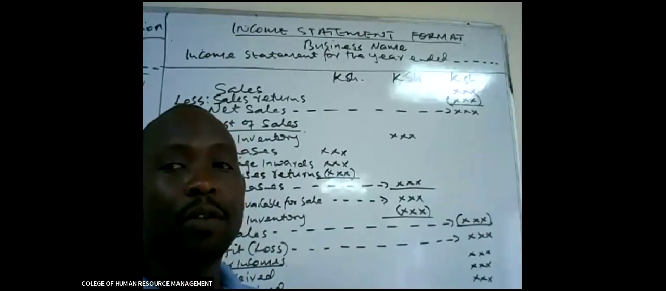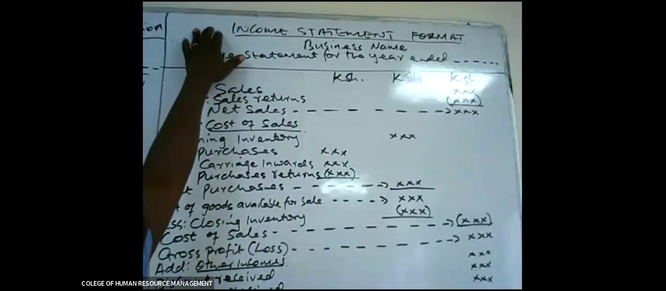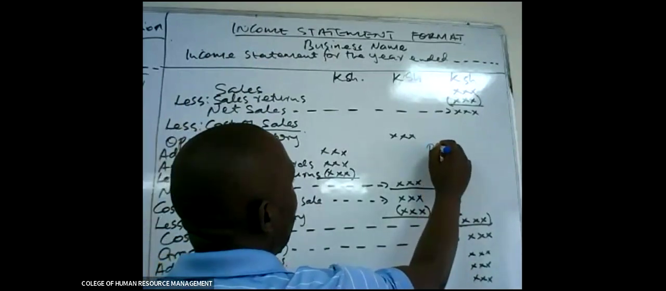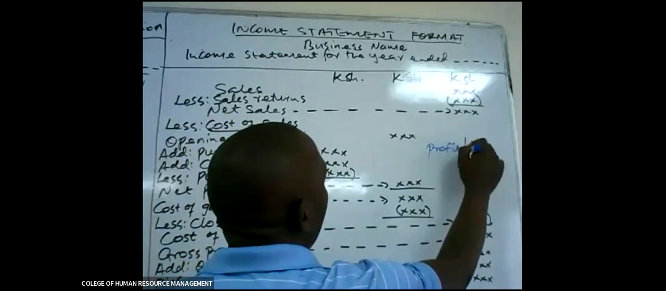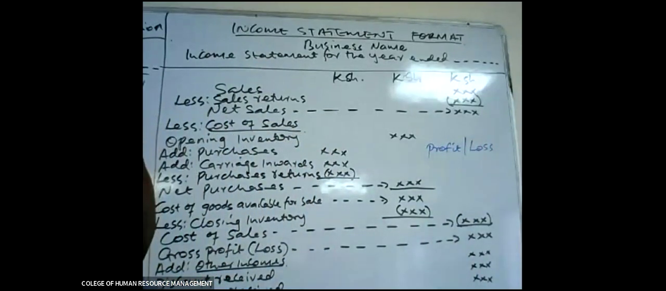In the financial statements of a sole trader, the first statement is normally the income statement. This is the statement we previously used to call the trading profit and loss account. Actually, the purpose of preparing this particular statement is for us to be able to determine either the profit or the loss the business was able to generate or incur in that particular period of time. That is the main purpose.